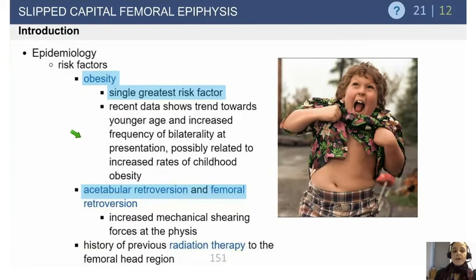Now, the most important risk factor for slip capital femoral epiphysis is obesity. So recent data showing changes in who we're seeing skiffies in, and we think this is probably related to increasing rates of childhood obesity. You can also have mechanical risk factors, including femoral or acetabular retroversion, and of more historical significance is radiation to the femoral head region.